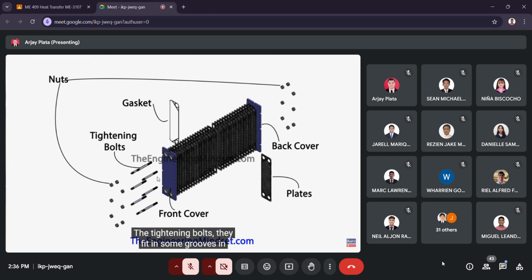The tightening bolts fit in, there are some grooves in there, and they run the entire length of the heat exchanger. The bolts are tightened, and that will compress all the plates together and squeeze the gaskets against the plates to make the heat exchanger completely waterproof or leak proof. And then wedged in between there, we've got the plates where the heat transfer occurs, and we've also got the gaskets which sit in between the plates, and that's what gives it the seal.